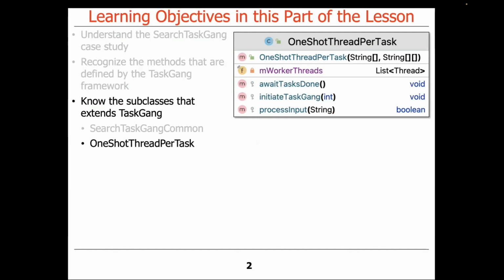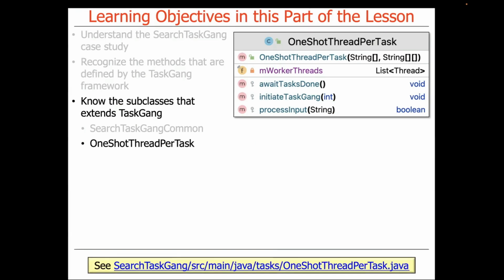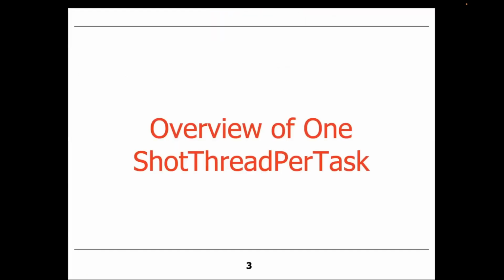And this is something that overrides SearchTaskGangCommon, which in turn overrides TaskGang. So it's not directly extending TaskGang, it's doing it through SearchTaskGangCommon. And you can find the code here at this link, GitHub repository.